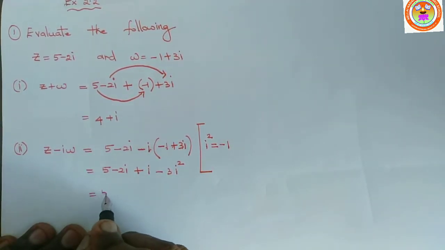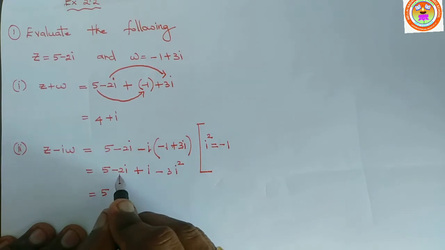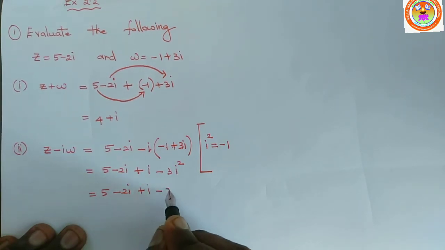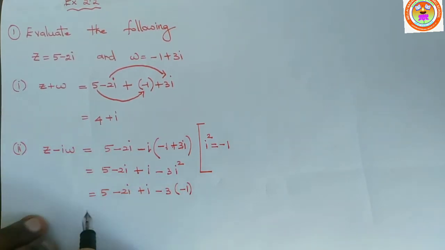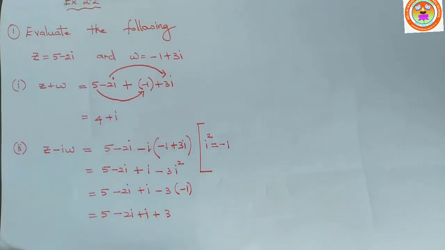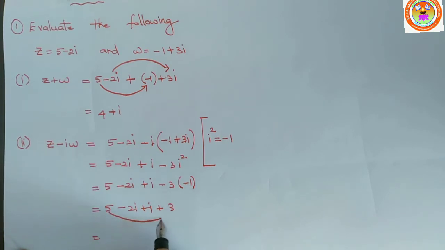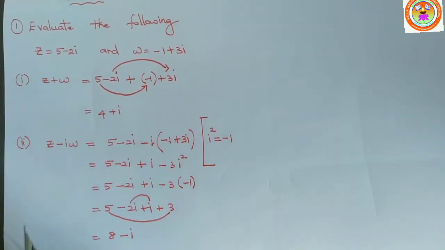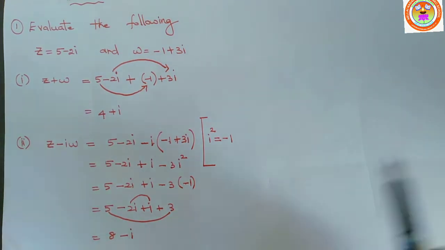So how can I do this: 5 minus 2i plus i, minus 3, and i square value is minus 1. So 5 minus 2i plus i, minus into minus plus, 3 into 1 is 3. Now you can add real and real: 5 plus 3, 8. Imaginary and imaginary: minus 2i plus i, which gives us minus i. So hereafter you need to learn i square. i square value is minus 1. You need to learn this for the next time.